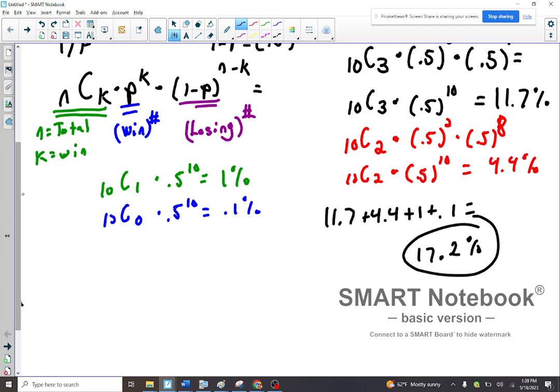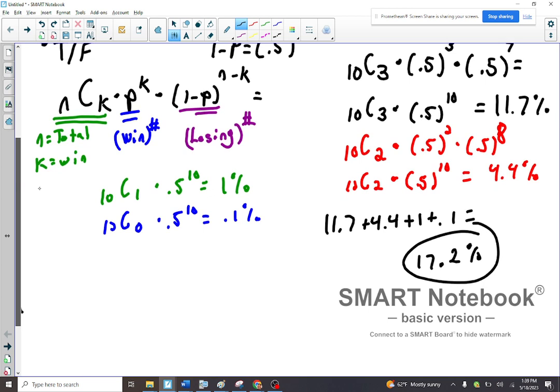So 17.2% is the chance that he'll get 30% or less, like a 30 grade. Another way to think about it, the chance of getting more than 30% would be 100 minus 17, which is about 83%, which is not too bad.